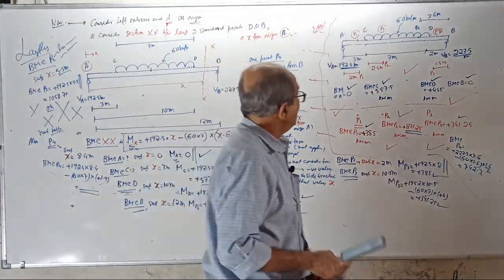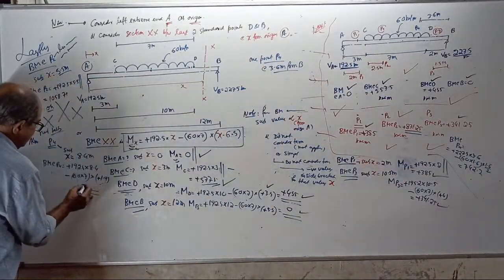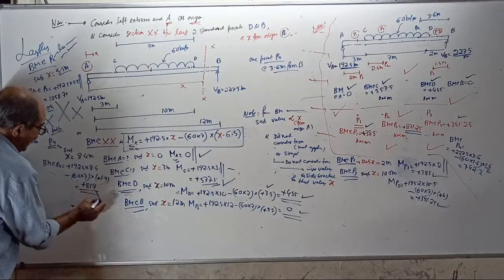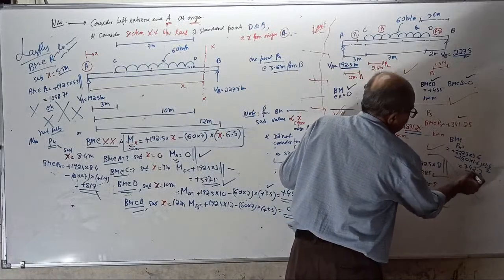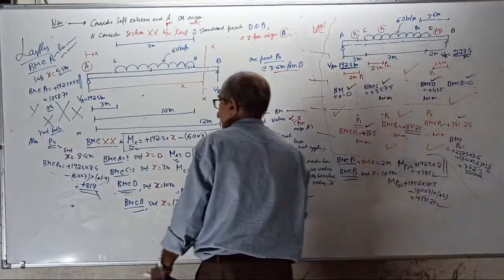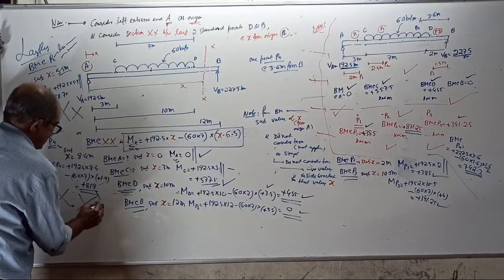819. It is plus 819. Whereas the correct answer is how much? 742.2. Therefore, this also is not tallying.